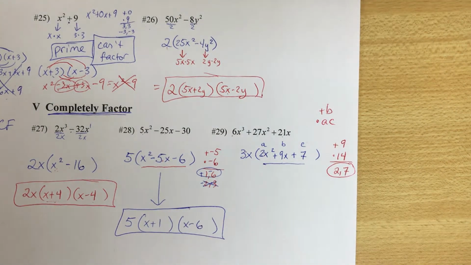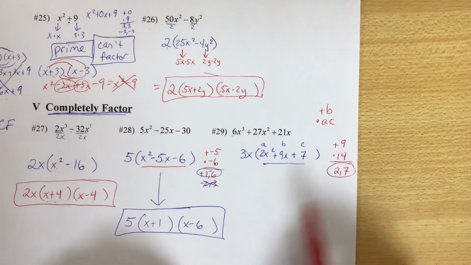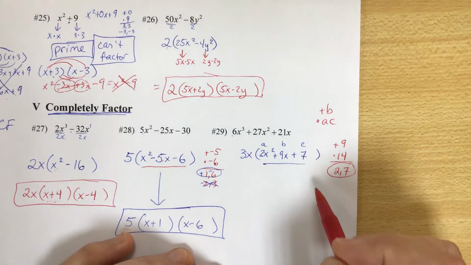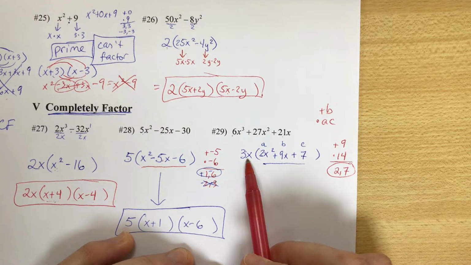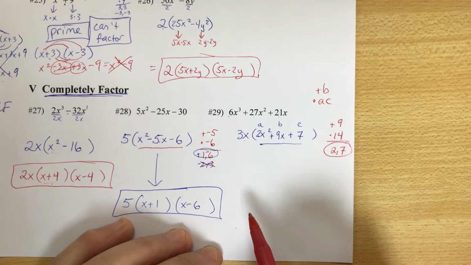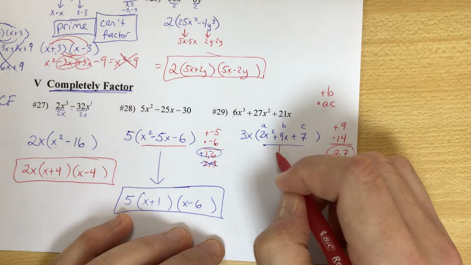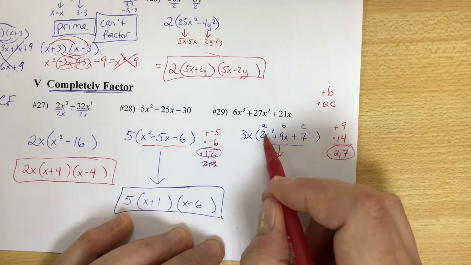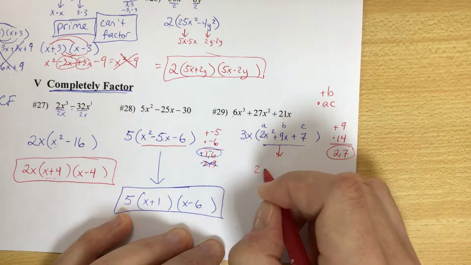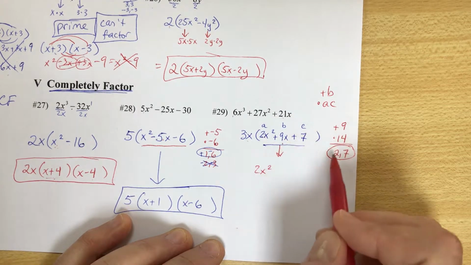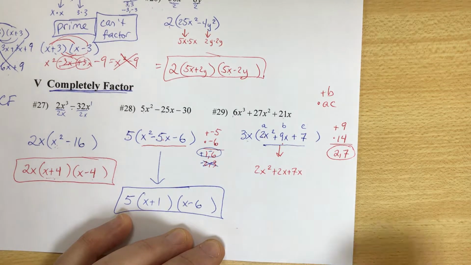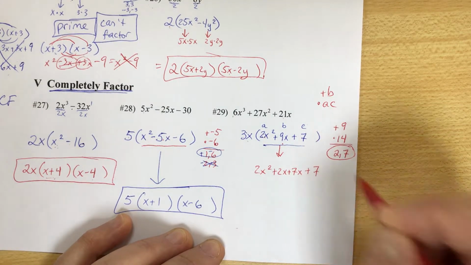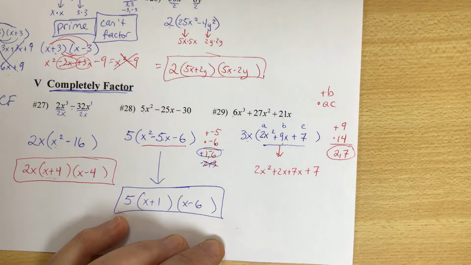Okay, now you got two choices. You can either do grouping or you can do the box method. I'm going to do grouping this time. For now, I'm ignoring the 3x. Okay, I know that at the end I'll have to put it on, but for now I'm just going to do this. So for grouping, we just copy 2x squared. Instead of 9x, we'll write that as plus 2x plus 7x. That's your middle term. And then the constant 7 stays the same.